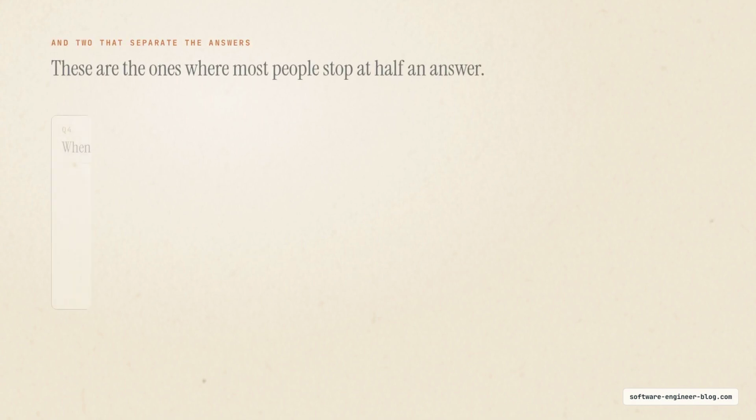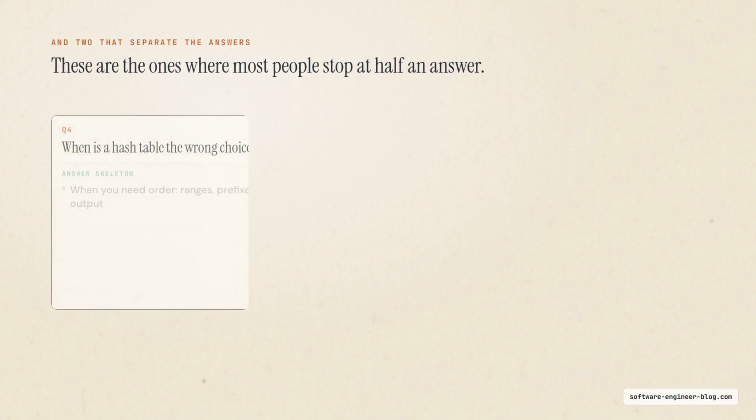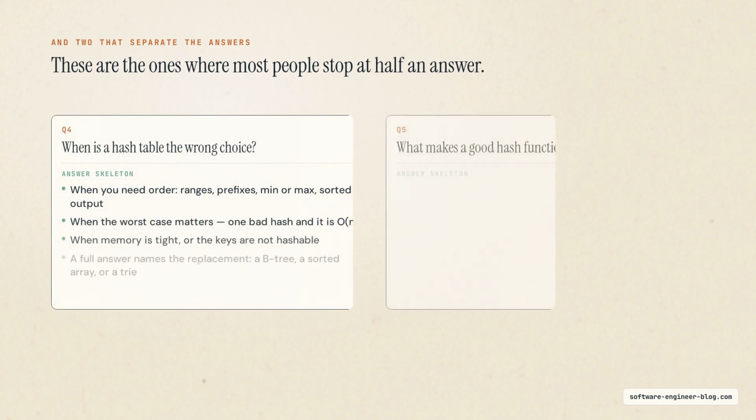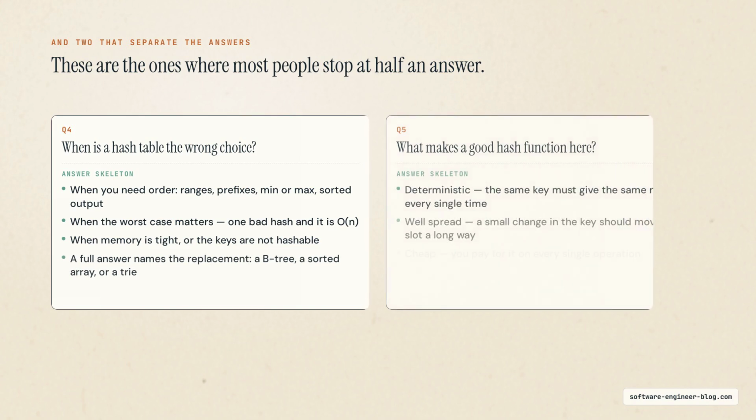And 2 more, where most people stop at half an answer. Question 4. When is a hash table the wrong choice? When you need order, so ranges, prefixes, smallest, largest, sorted output. When the worst case matters, because one bad hash makes it big O of n. When memory is tight, or your keys are not hashable. And a complete answer names the replacement, a B tree, a sorted array, or a trie.